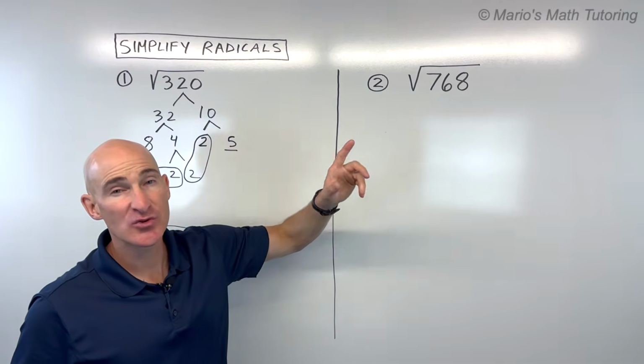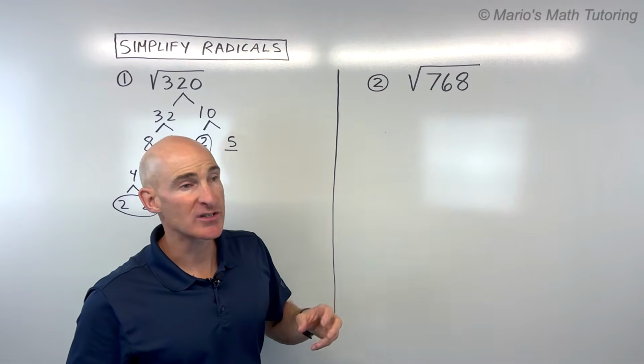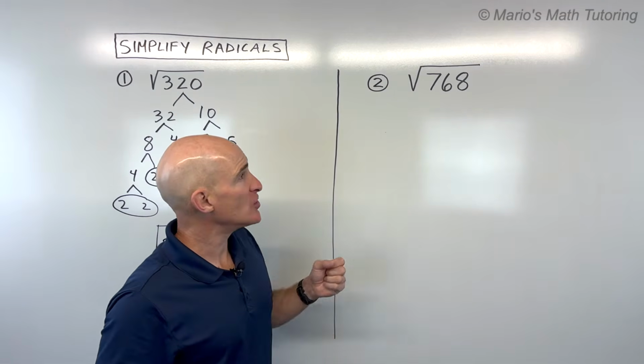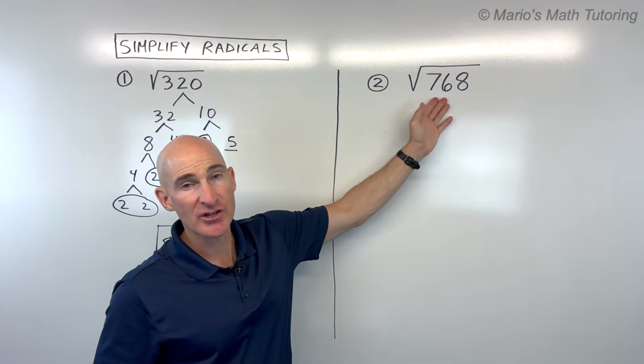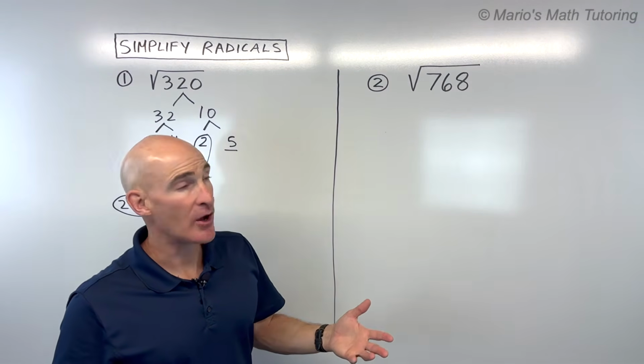Now oftentimes teachers will say, go ahead and see if 4 goes in there because 4 is a perfect square, or see if 9 goes in there, or 16 or 25. And you can do that, but because this number is so large, that can sometimes be very difficult to do without using a calculator.